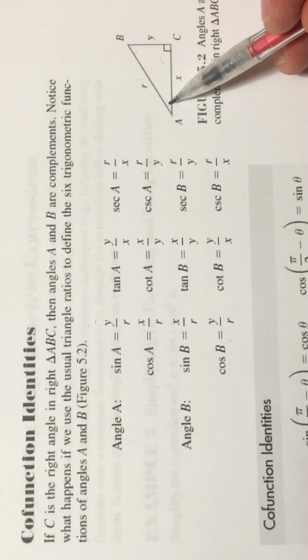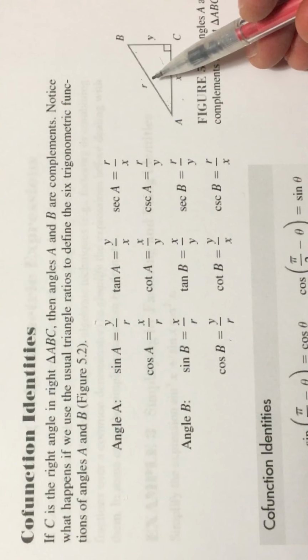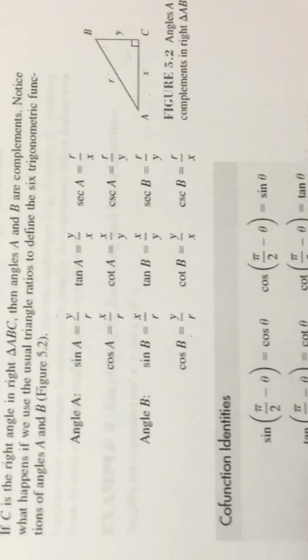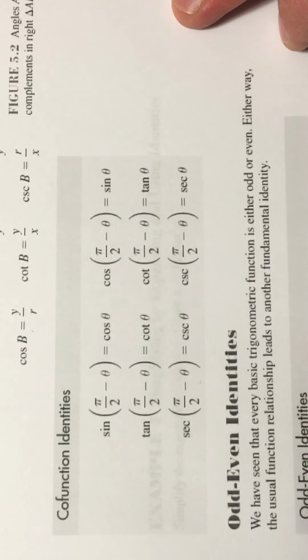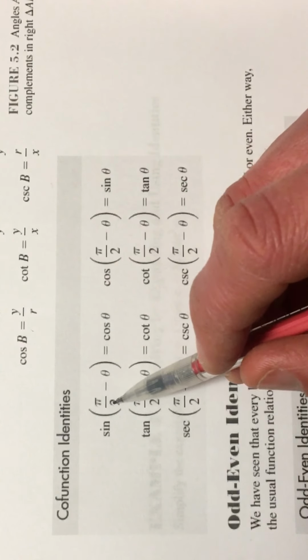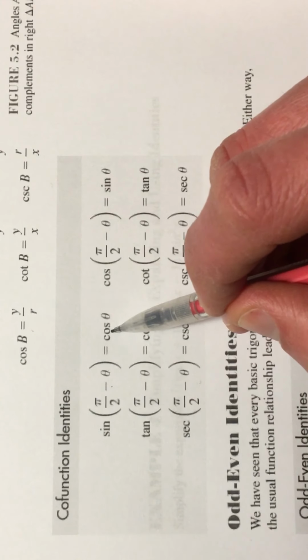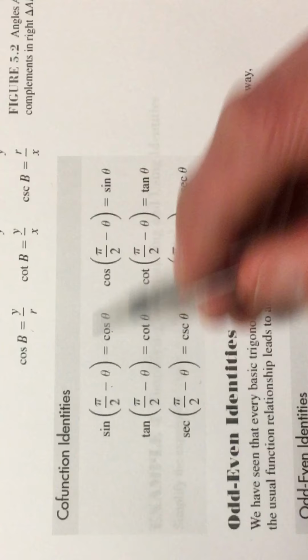Angles A and B are always complementary, meaning they will sum to 90. It's the same thing for these trig functions, and that's how we get these cofunction identities. They are simply complementary. Pi over 2, or 90, minus whatever the angle is will give us cosine B, because of our complementary status.